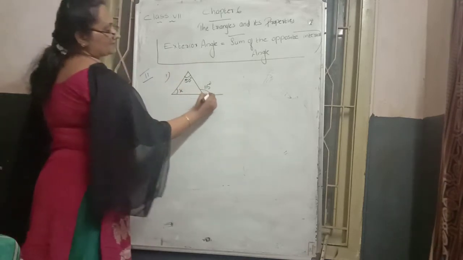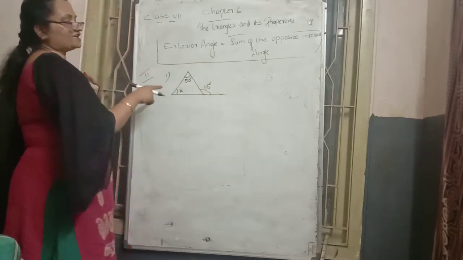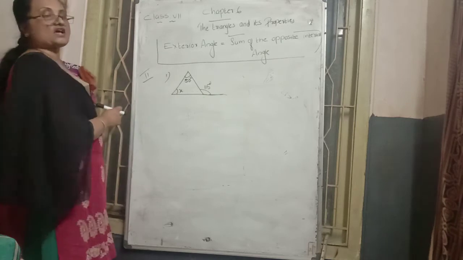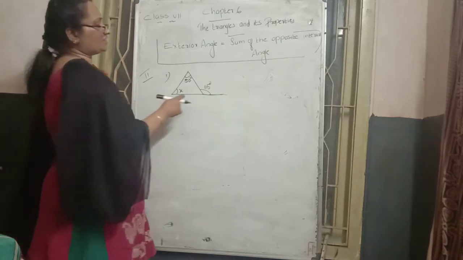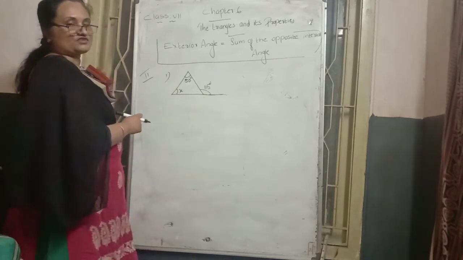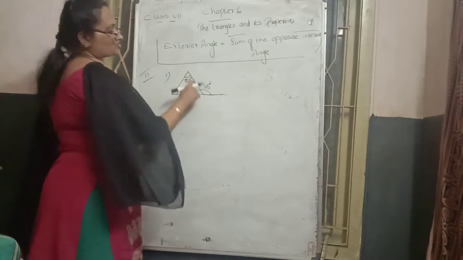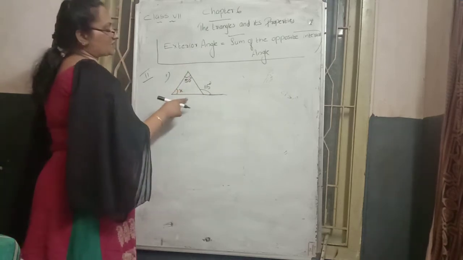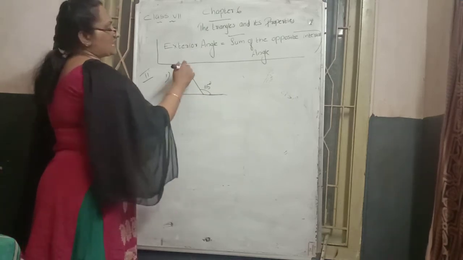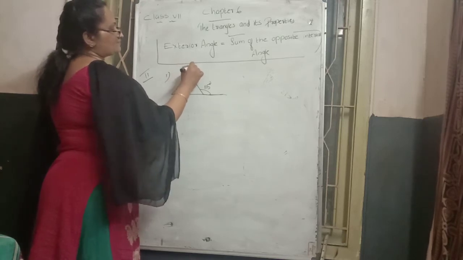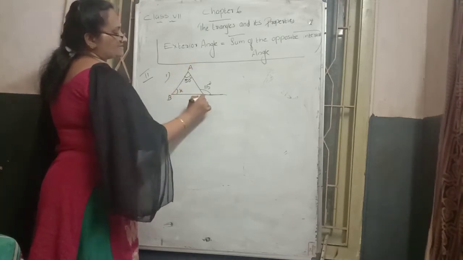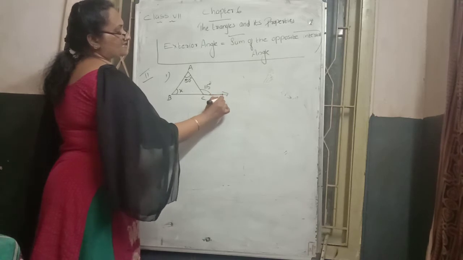See, here they have given it like this. In this way they ask you to find this x value. So looking at this diagram, which property does it represent? Exterior angle property. An exterior angle is there. That's why, for calculation purposes, we mark the vertices with alphabets A, B and C, and this part as D.